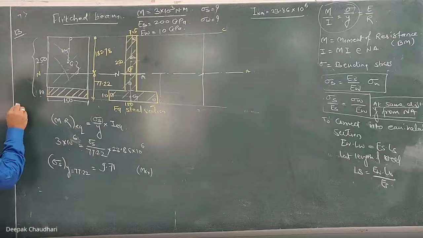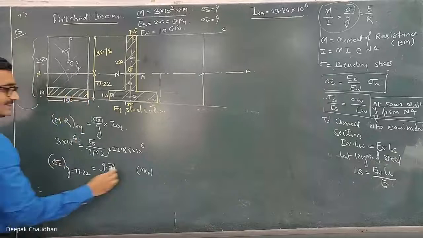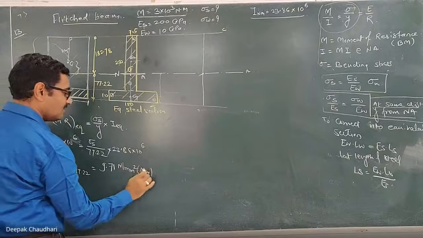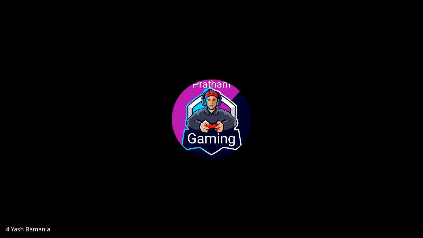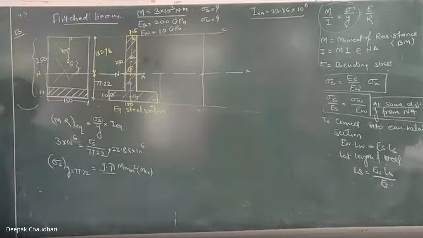9.709, right, 9.71. Okay, and we are assuming that it is the sagging bending moment. So this layer is below the neutral axis. So what will be the nature of the stress in the bottom layer of the steel?